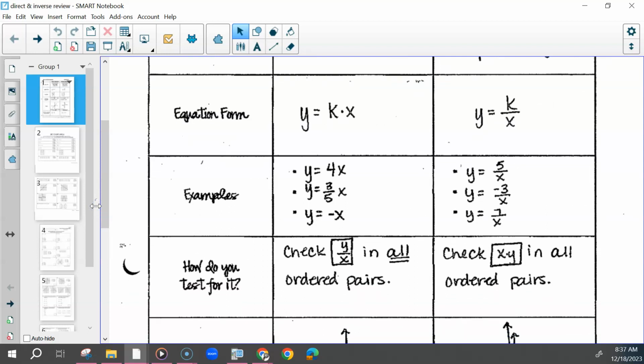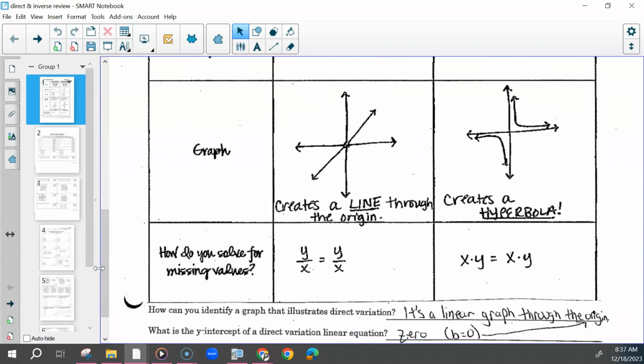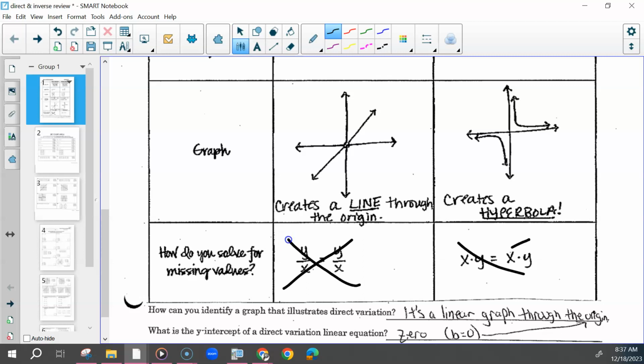To check your k value, y over x for direct, x times y for inverse. The graphs: direct is a straight line that goes through the origin. Inverse is the hyperbola, the weird looking curve. This is not enough, so how we check it is we use our y over x and then put it in for y equals kx. And then the bottom things are basically what I just said. Go on to the next page.